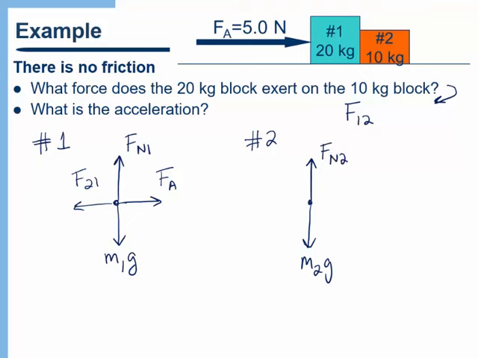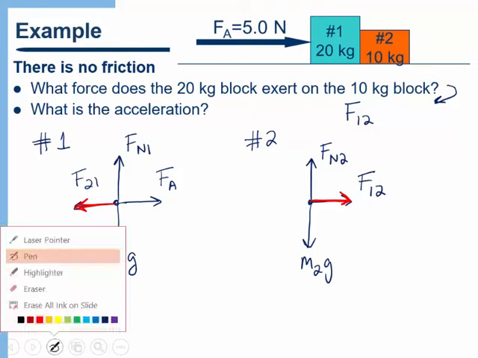Now, we don't have Fa because Fa is not directly acting on block 1. However, on block 2, there is a force to the right. That's the force that block 1 exerts on block 2. And just to remind you of what we talked about with Newton's third law, this force and this force are an action-reaction pair. Therefore, we know the magnitudes of F21 and F12 are the same.